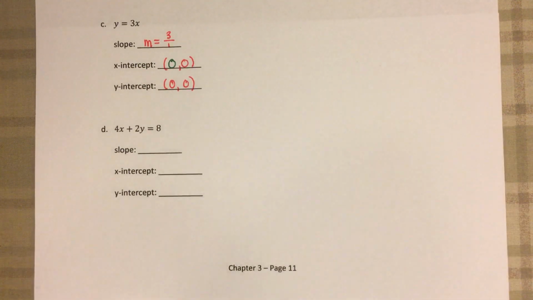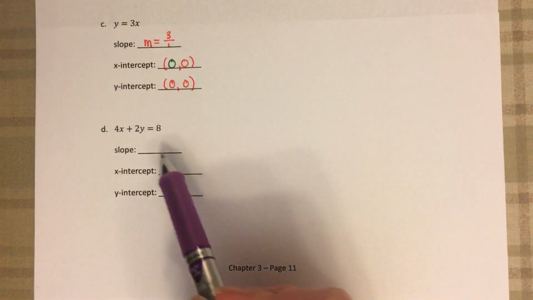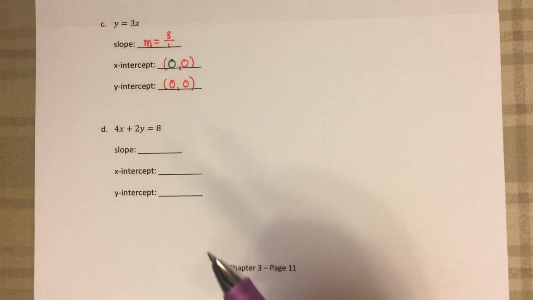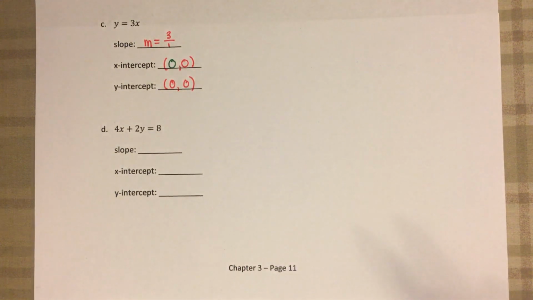Example D looks slightly different. In example D, notice that we start with x and the y on the same side. This is an example of our equation being in standard form. So the first thing we want to do is take our equation out of standard form and put it in slope-intercept form.